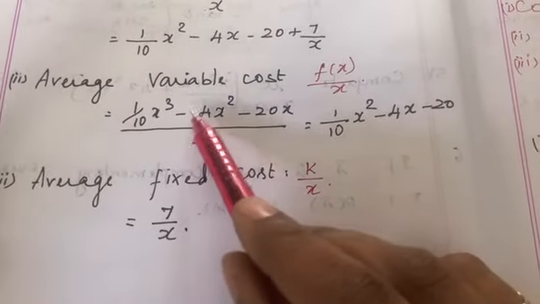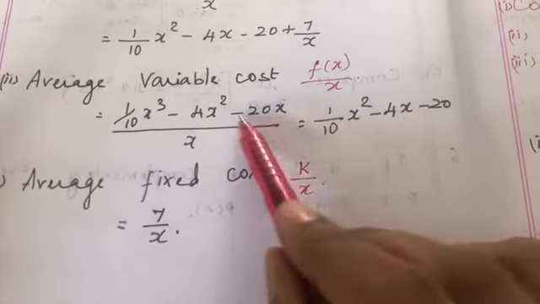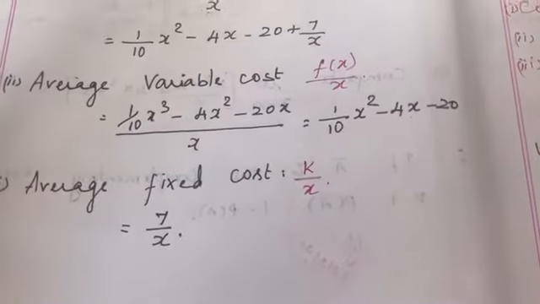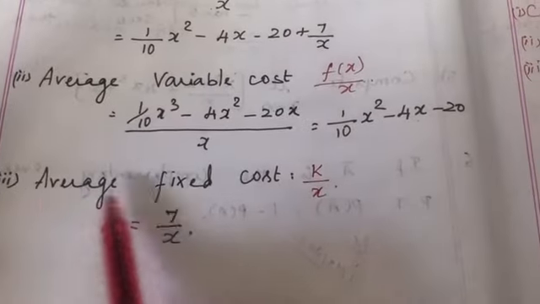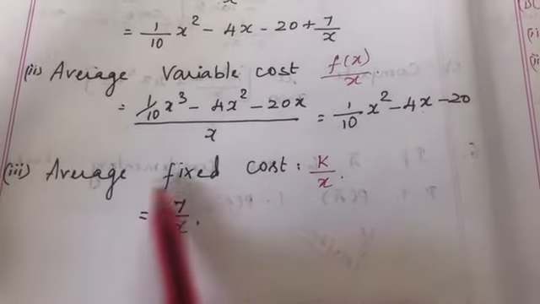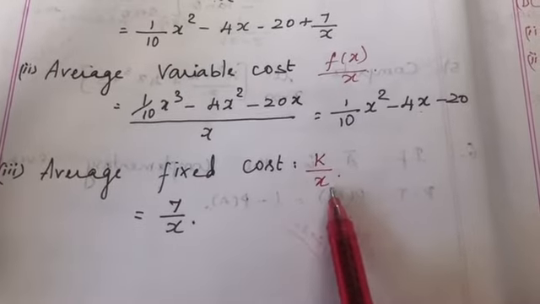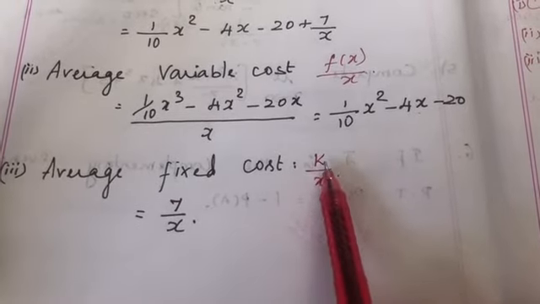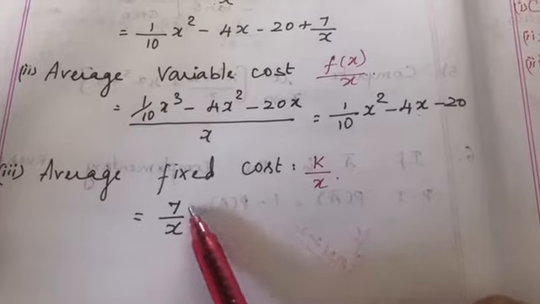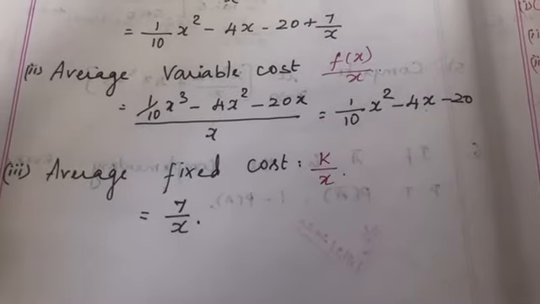4x square will become minus 4x. 20x will become minus 20. Average fixed cost. What is average fixed cost? That is k by x. What is our k? The constant is 7. So, 7 divided by x.